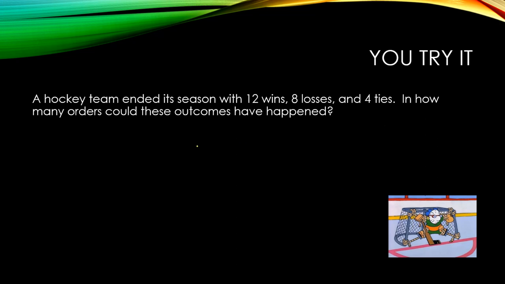Well, I'll wait a moment while you can pause and try this, or you can unpause and follow along with me. So here we go. Hopefully you noticed, or added these up, and got 24 games in total. So an expression for the number of orders this could have happened: we're going to start with 24 factorial. There are 12 wins, so we'll have to divide by 12 factorial, 8 losses, 8 factorial, and divided by 4 ties, or 4 factorial for the ties.